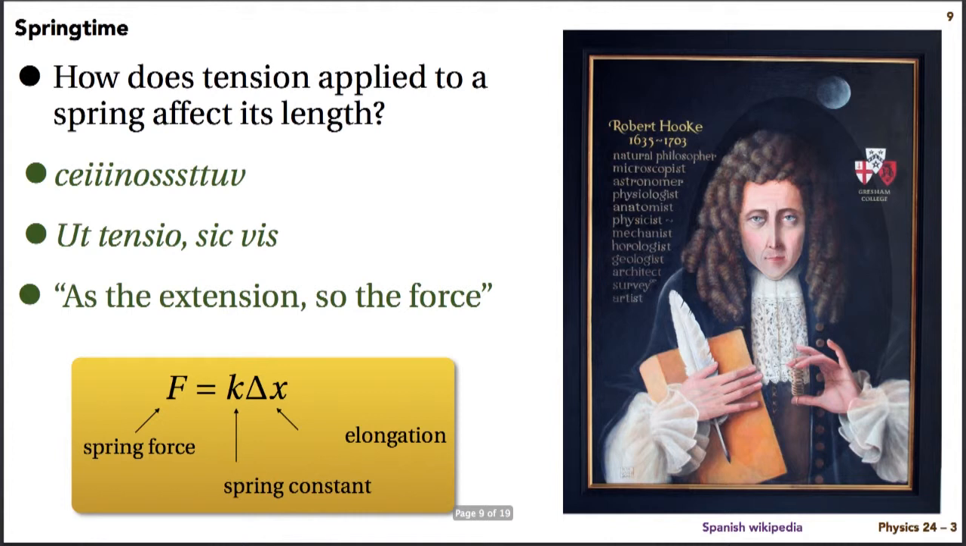Translated, it is: as the extension, so the force. A Hooke's law spring satisfies this: the spring force the spring will exert has a magnitude that is proportional to its elongation away from an equilibrium position. Okay, simplest possible thing, it's linear. And the spring constant, K, tells you for each additional little amount of elongation how much more force the spring will supply. Okay?